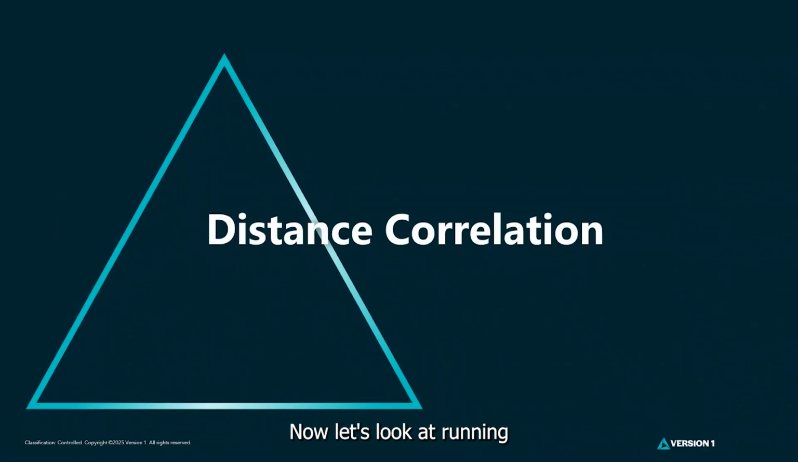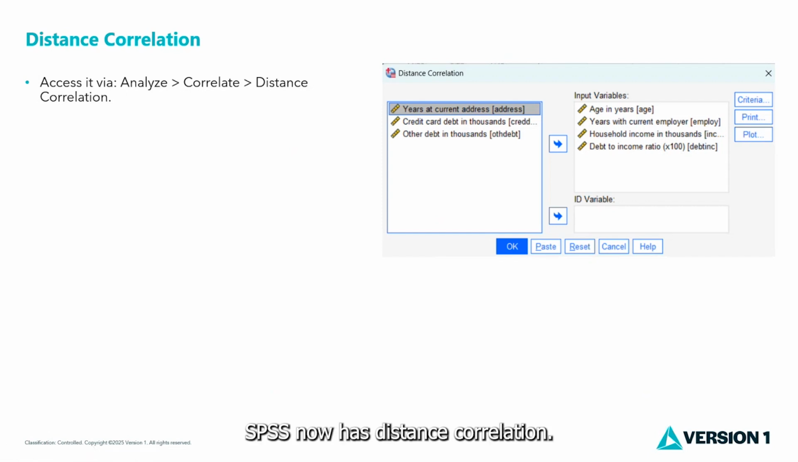Now let's look at running distance correlations. SPSS now has distance correlation. To find it, go to the Analyze menu, select Correlate, and then select Distance Correlation. This will bring up the distance correlation dialog box, and you can see you have an area to place your input variables. You can choose criteria, options for print, and plot options.